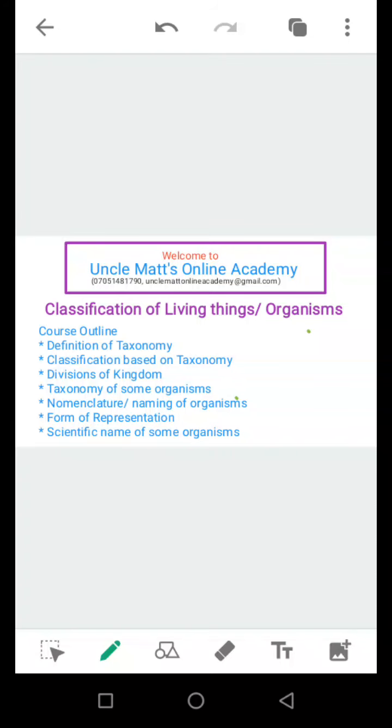Today, we'll be treating the topic classification of living things or organisms. Here is the course outline. We have definition of taxonomy, classification based on taxonomy, divisions of kingdom, taxonomy of some organisms, nomenclature or naming of organisms, form of representation, and scientific name of some organisms. Let's proceed.